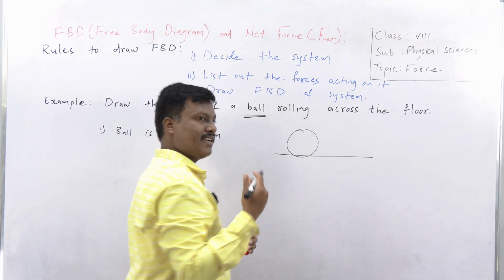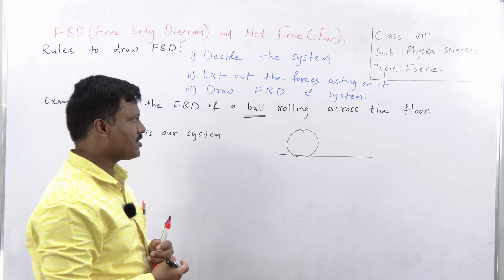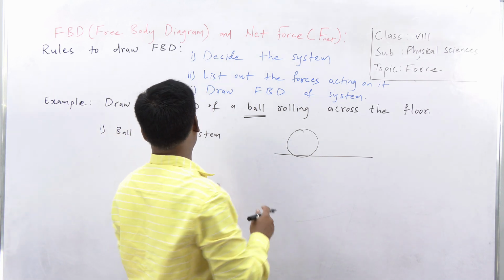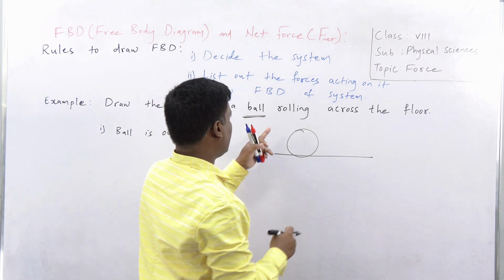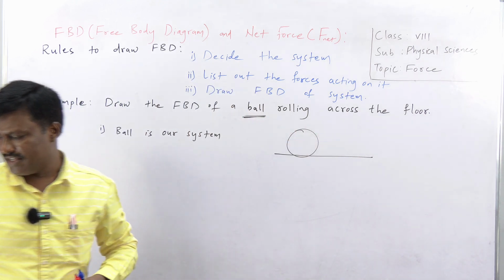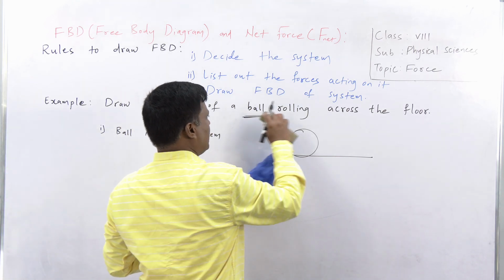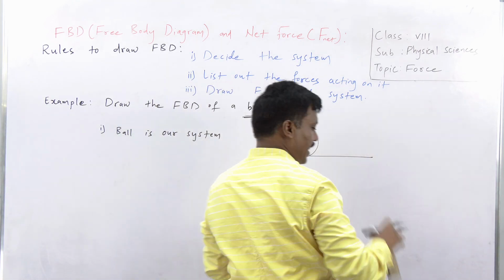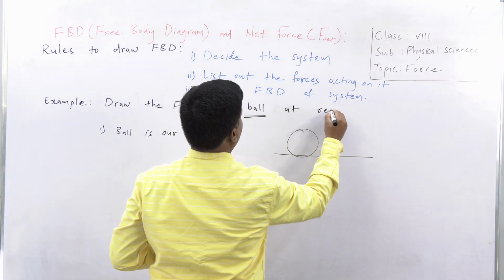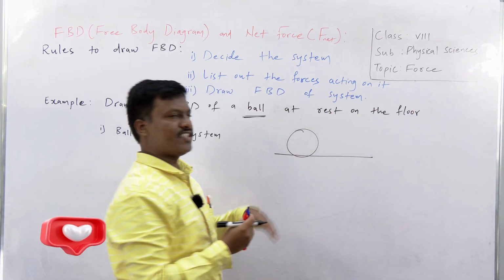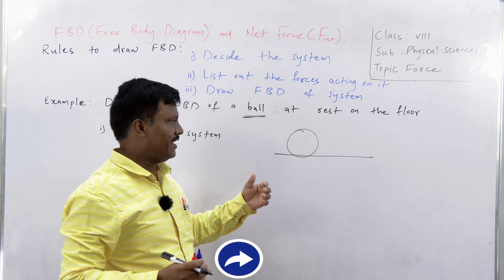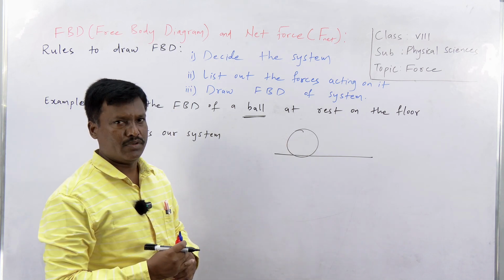Is this ball at rest? Okay, so see here two things we will discuss. Draw the free body diagram of a ball rolling across the floor. That is different. Draw the free body diagram of a ball at rest. First we will discuss at rest on the floor. If we discuss this first, then you will understand rolling across the floor easily. Now the ball is at rest on the table.